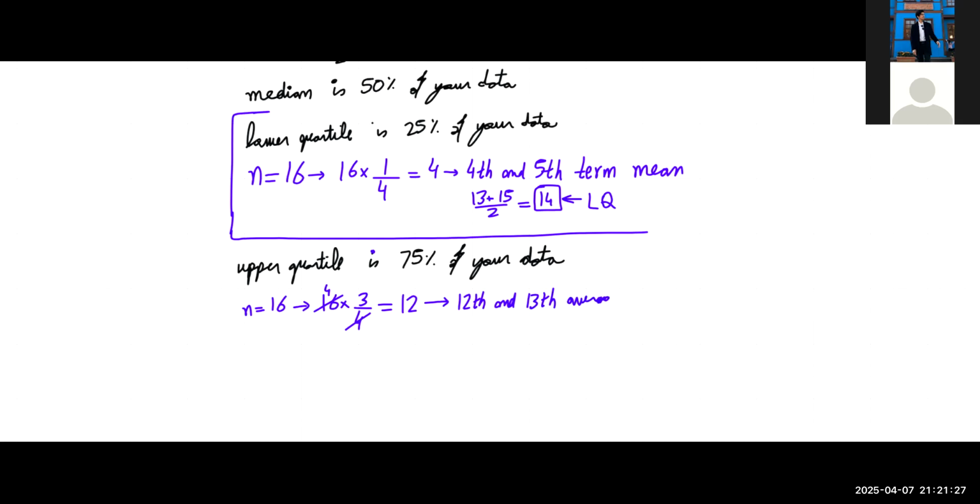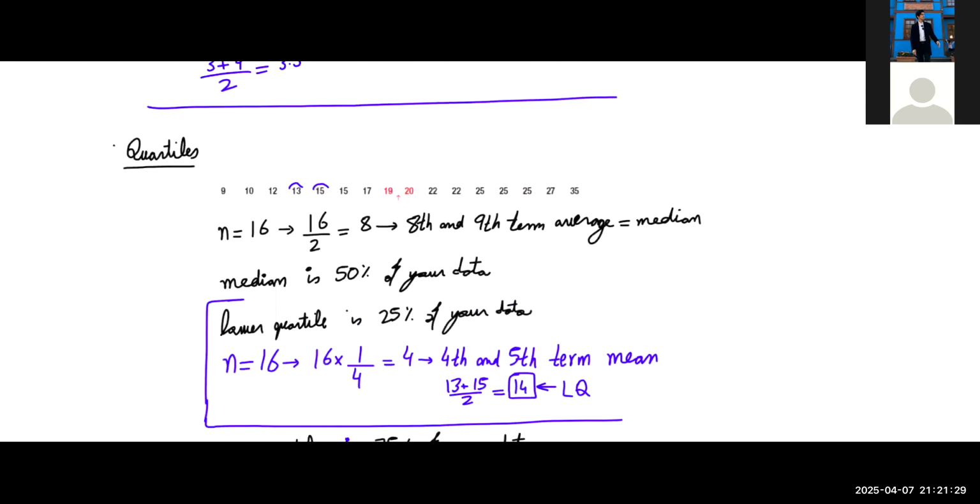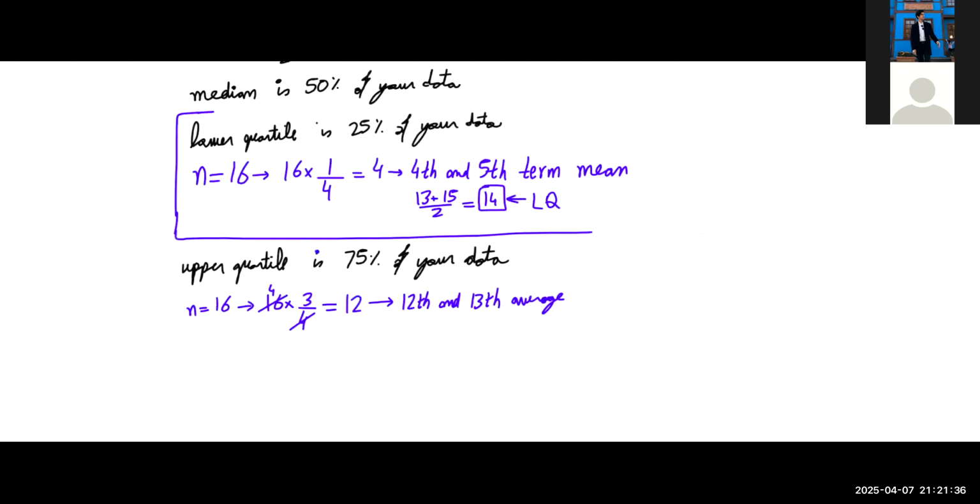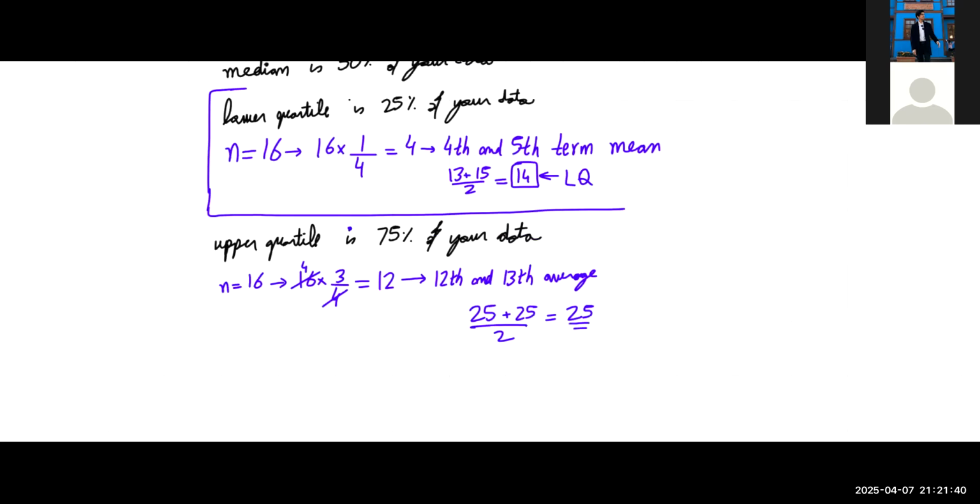Which means that we have 16 terms. So this is 16, 15, 14, 13, 12. So this is 12, this is 13. 25 plus 25 over 2, which is 25. That's the upper quartile.